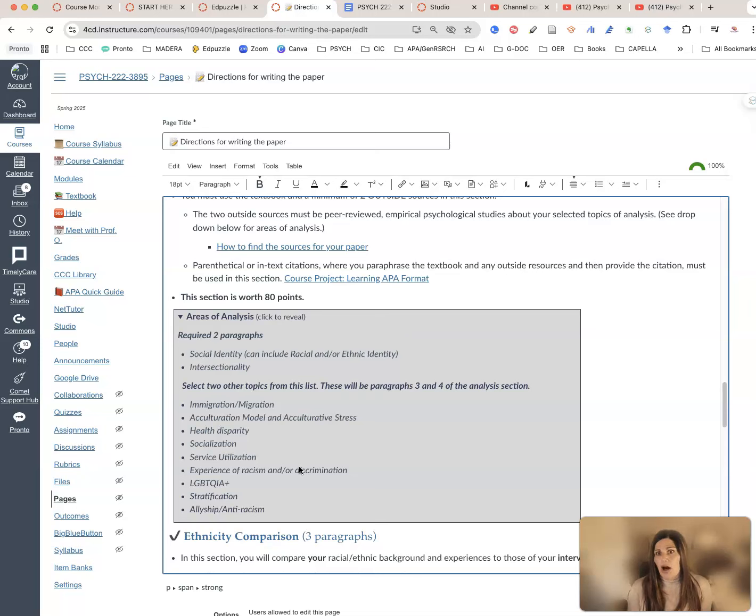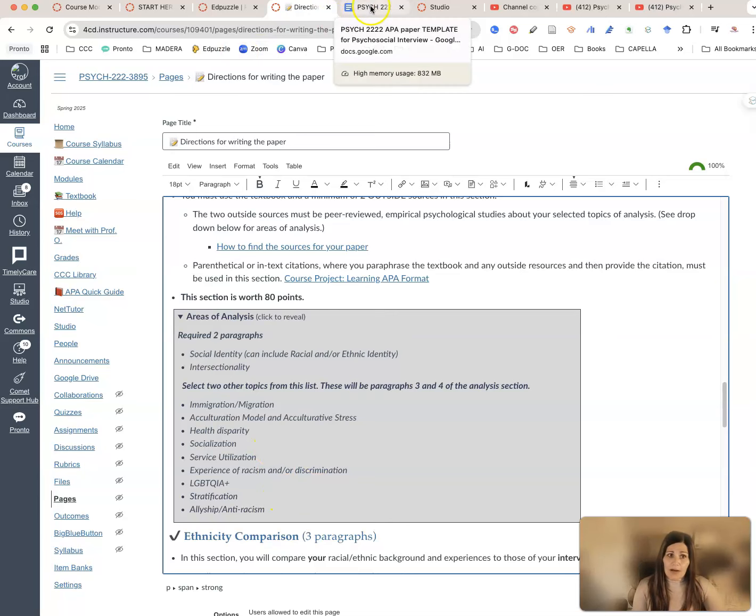So what did the person talk about a lot that you could use? So if they immigrated here or their family did, they may have talked about that experience and about acculturation or acculturative stress. You got a lot of material. Choose that as one of your topics. If they did not talk about that, you don't want to use that as one of your topics, right? So you have a list. This is the list. This is what you get to choose from.